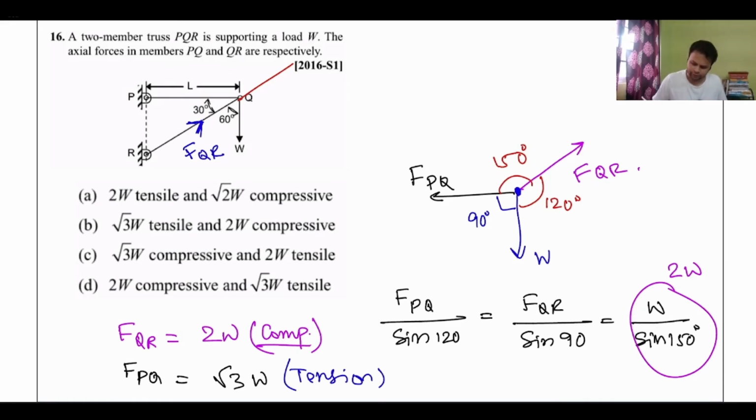So what is the answer now? QR. So QR is the second one. So second one is 2W compressive. So answer is B. Answer is B. PQ is root 3 W tensile and QR is 2W compressive. Okay, let us move to the next question.